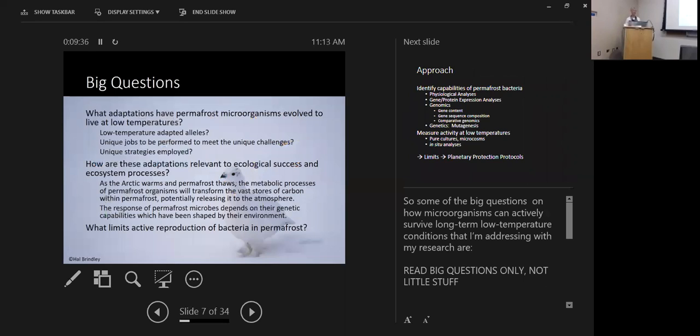And a lot of that organic-rich permafrost in the Arctic is going to be above freezing now, and that's going to allow bacteria to be more active and potentially transform all that stored organic material into the atmosphere. So there's a lot of relevant work being done that my research is relevant to as well, but I'm not going to talk about that today. I'm going to talk about planetary protection. For the planetary protection side of things, one of my big interests is really understanding what limits the active reproduction of bacteria in permafrost. How do they survive that 2.5 million years in the permafrost?